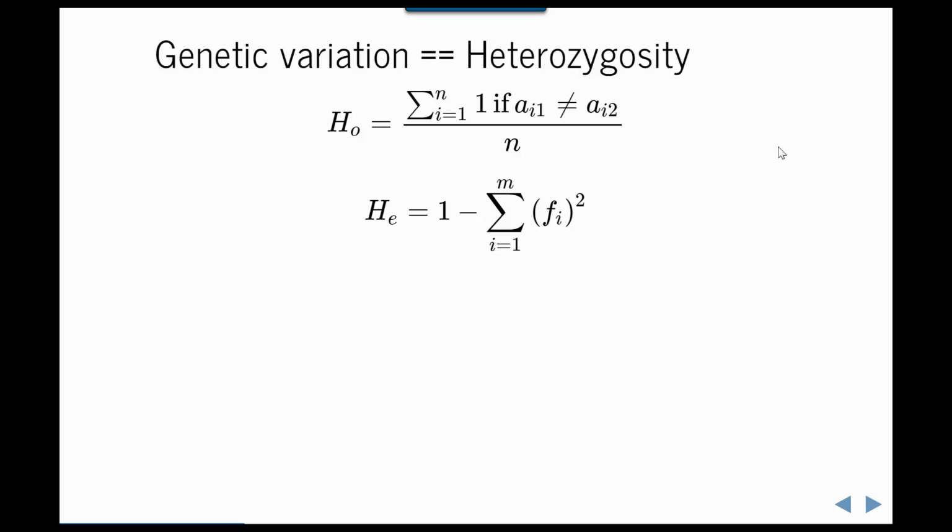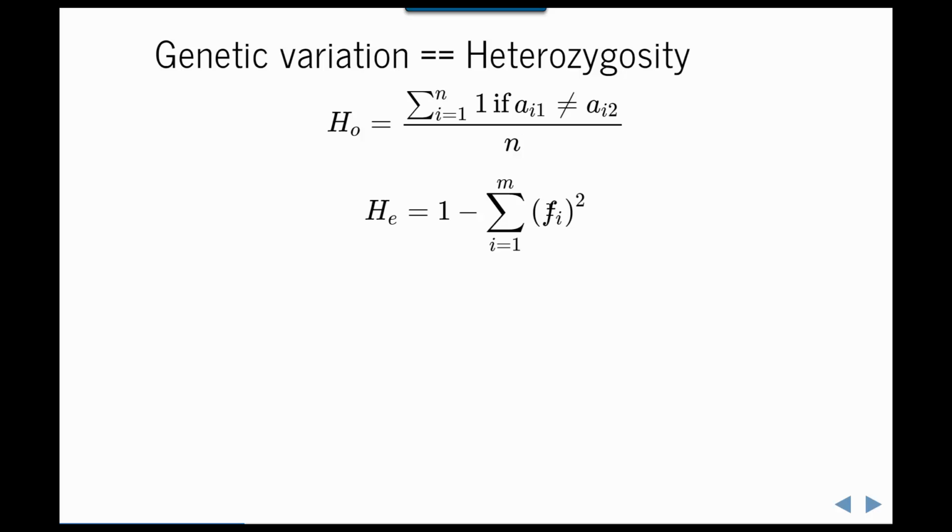Geneticists describe genetic variation using a number called heterozygosity, and heterozygosity is simply the average value of having 2 different alleles at a given locus divided by the number of loci, that is, genes, that you're looking at. So if you've got 10 different loci and 7 of them have different alleles, then you would have a heterozygosity of 0.7.